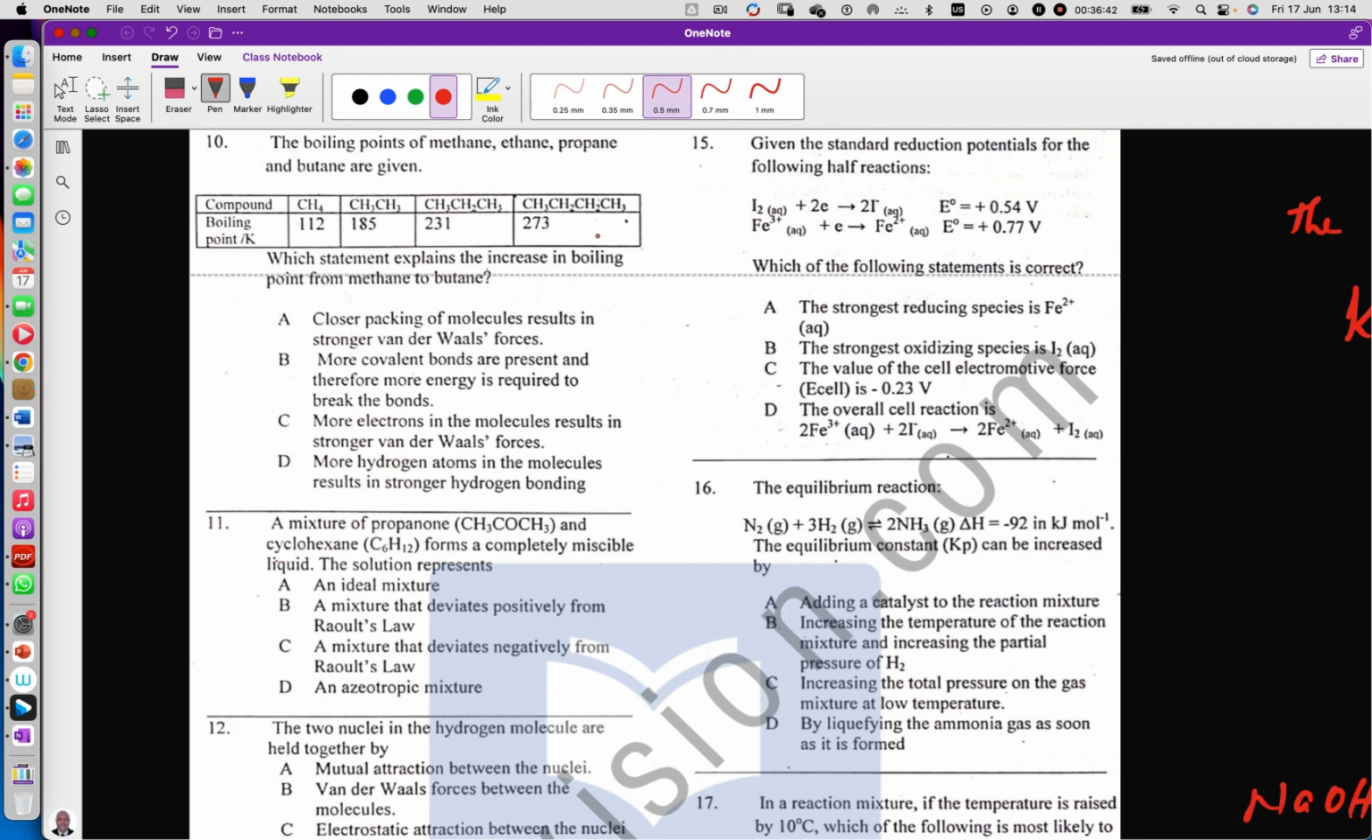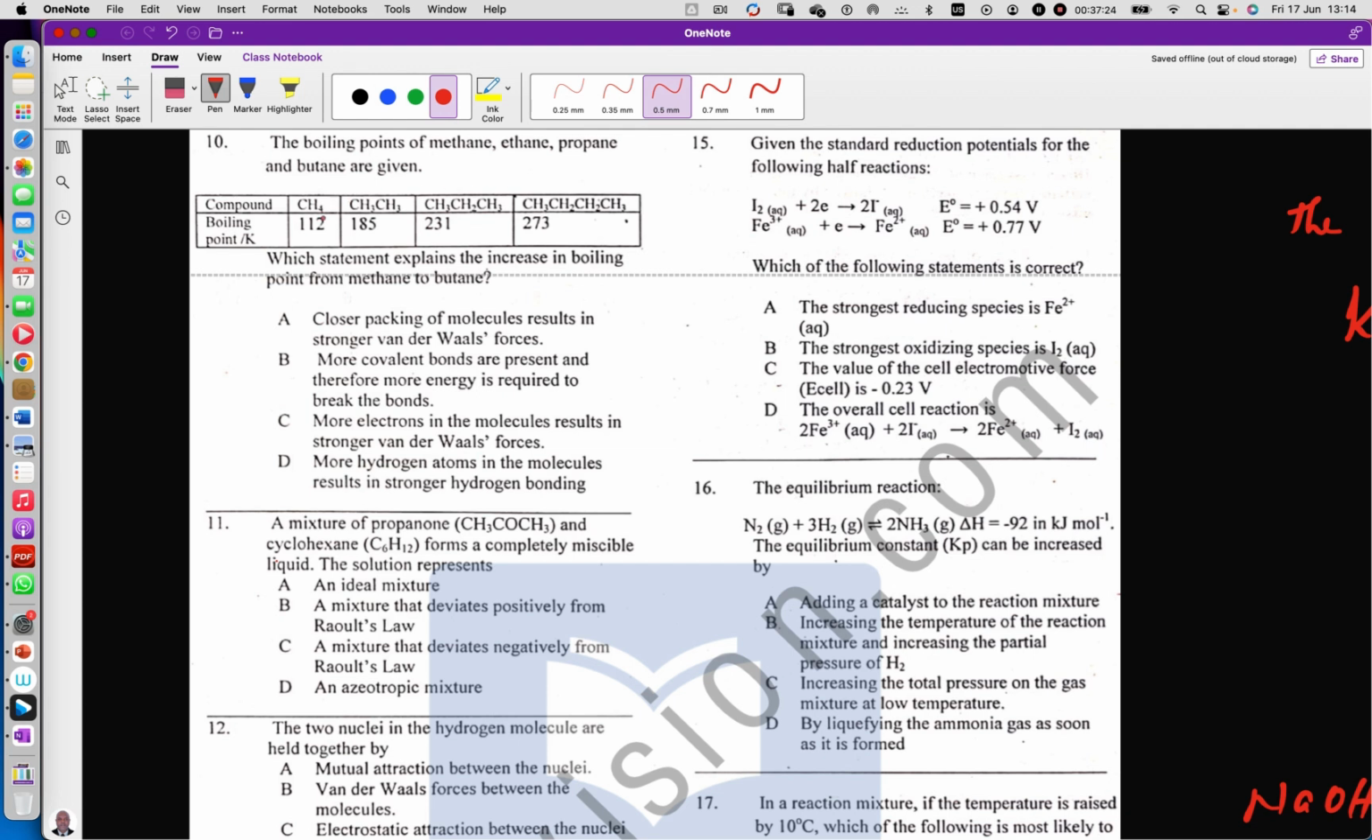So what causes them? The more the number of electrons, the more the instantaneous induced dipole forces. And the more the instantaneous dipole induced dipole forces, the stronger the van der Waals forces. And the stronger the van der Waals forces, the more energy is needed to overcome the force. And electrons can only increase with increasing molecular mass. So in that case, we are saying that electrons will be increasing from methane.